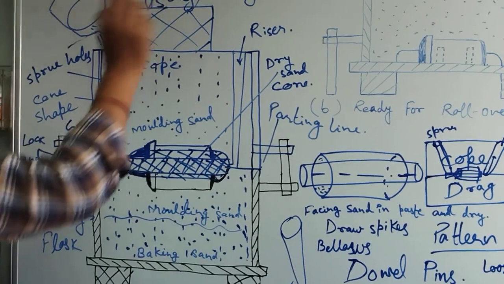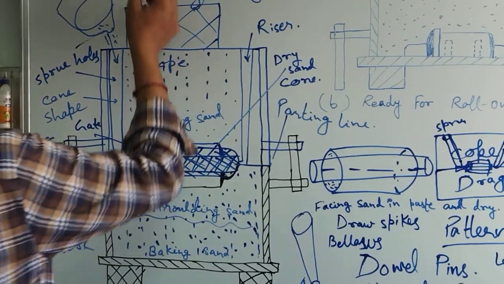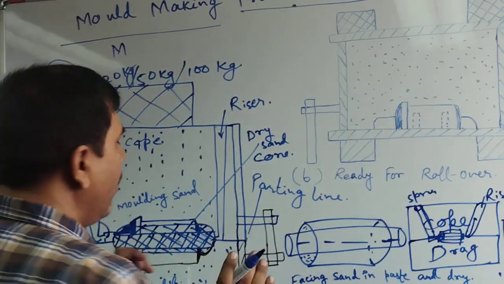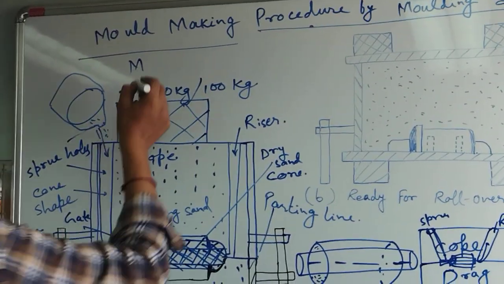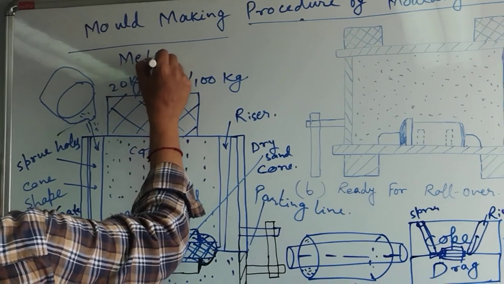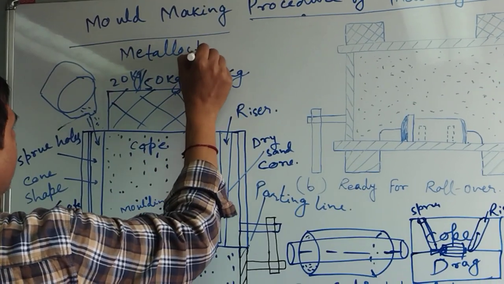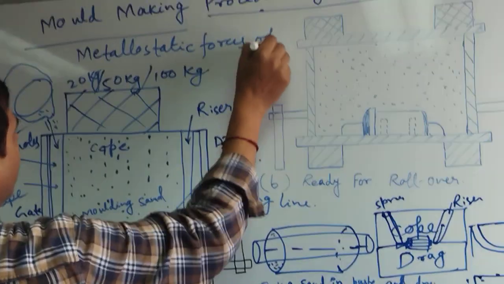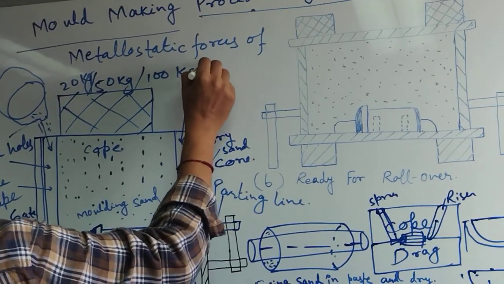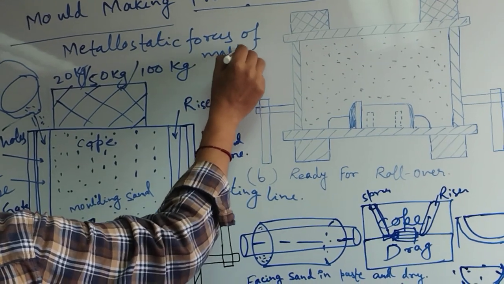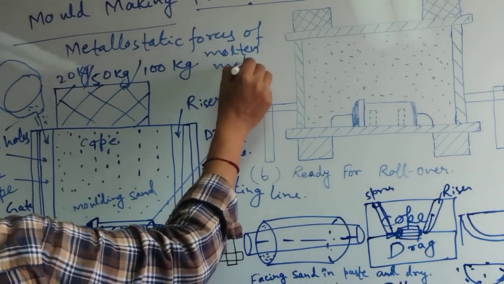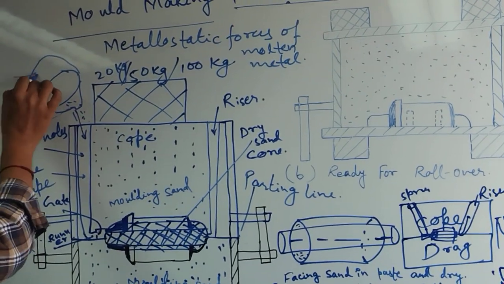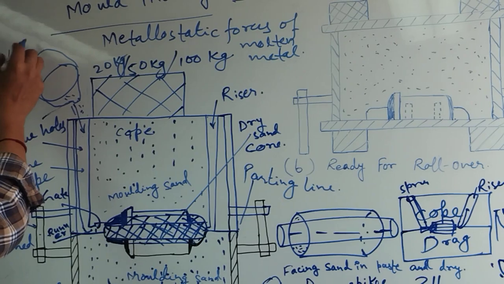Therefore we apply the weight to overcome the metallostatic forces of the molten metal. Molten metal means the liquid metal which flows through the ladle. This is the ladle through which the metal is prepared.